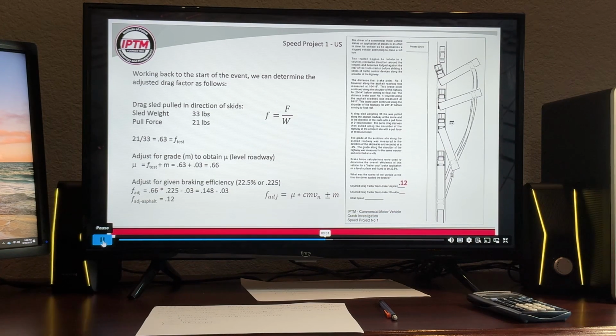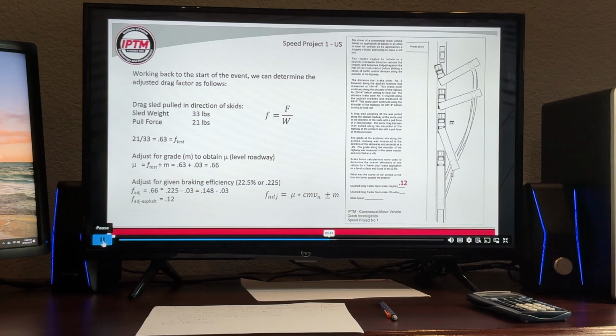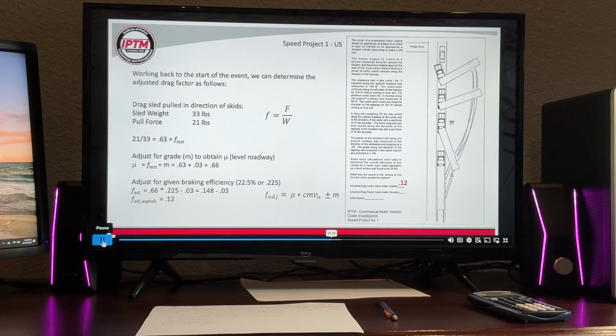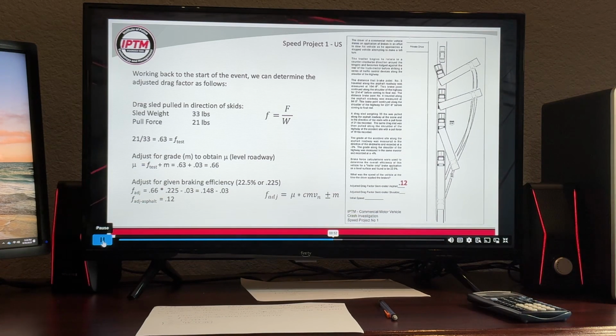Now let's do the same thing. We've backed through the evidence field. We've got a distance and we've got an F for the shoulder. Let's do the same thing for the asphalt portion. Again, with a sled pull, we end up with a 0.63. Our grade is different. It's still a downhill grade of 3%. So our F test, adjusted to bring it to mu, is going to get us a 0.66.